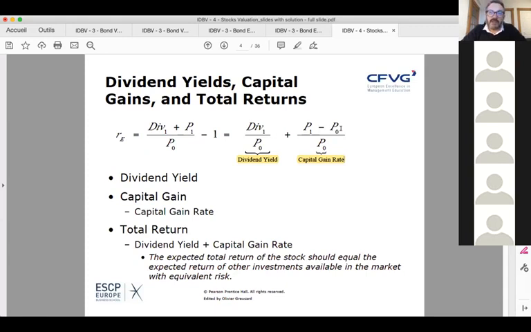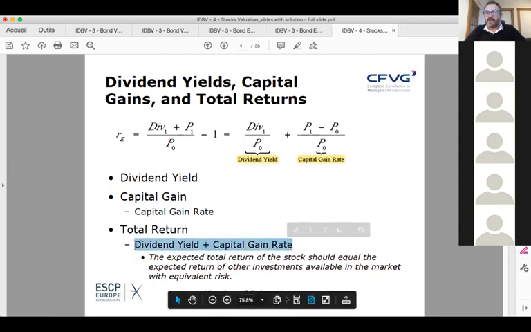So hopefully you expect to sell it at a higher price than what you bought the share for, which is not always the case, of course. If P1 is lower than P0, the capital gain rate would just be negative. But what is important to take away for the moment is that we have two components of the return on equity, the dividend yield and the capital gain rate. And of course, the total return will be the sum of these two things.